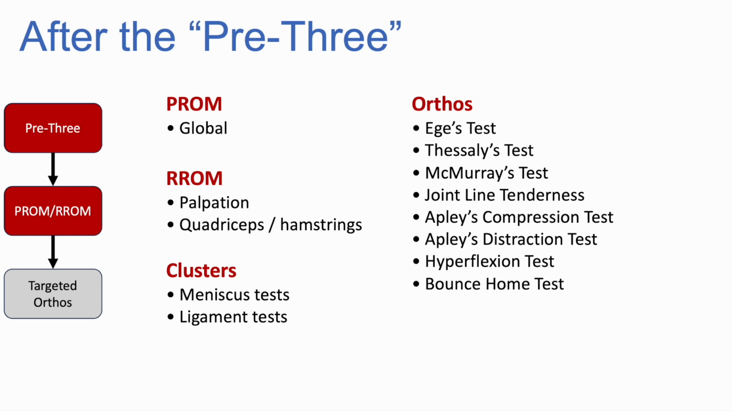Remember earlier when I mentioned a shortcut that helps distinguish meniscus injuries from ligament instability? Well, this is it. After the pre-3, we look closely at passive and active range of motion, and then mechanical symptoms. If the patient reports locking or catching, that strongly suggests meniscus pathology. In contrast, feelings of instability or giving way raise concern for ligament injury. This diagnostic fork helps determine which orthopedic cluster to test next.